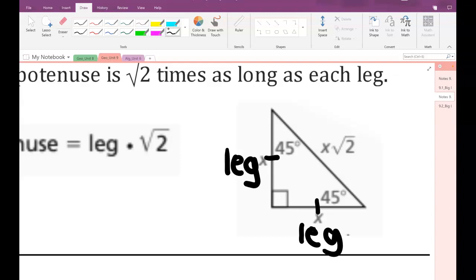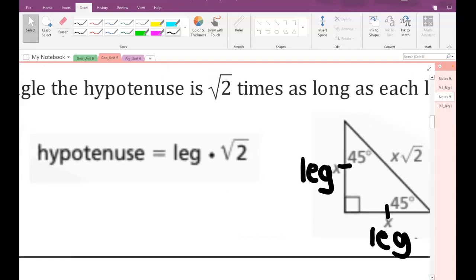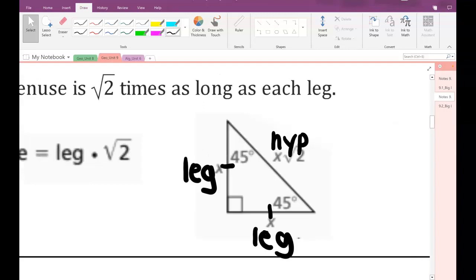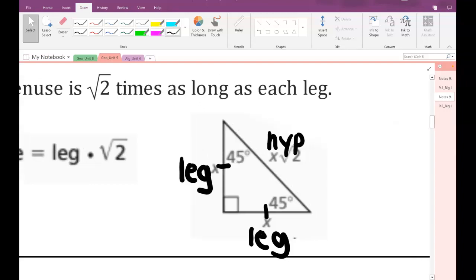And then if we were to try to find the length of our hypotenuse, all we'd have to take is the length of the leg times the square root of 2. So that's why over here we have x square root of 2. This is true for all 45, 45, 90 triangles. So depending on what information we're given, we can find all the other sides of this triangle.